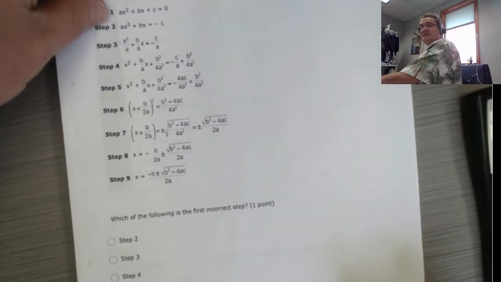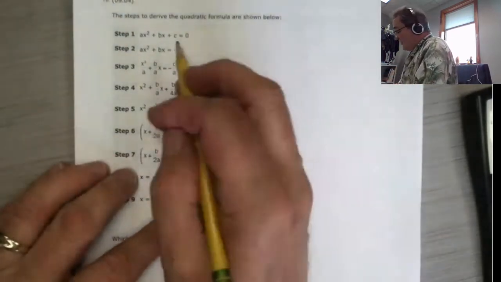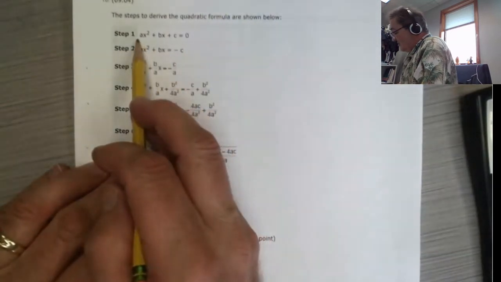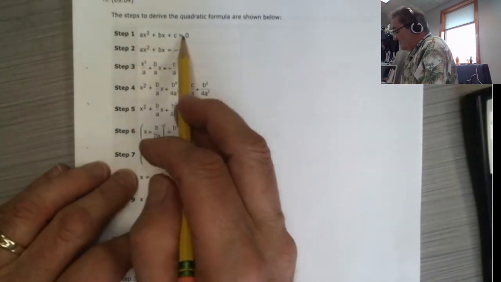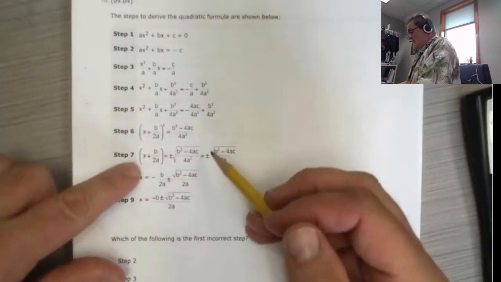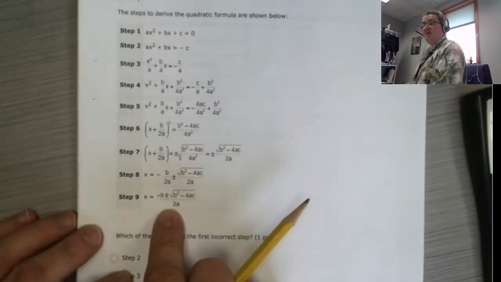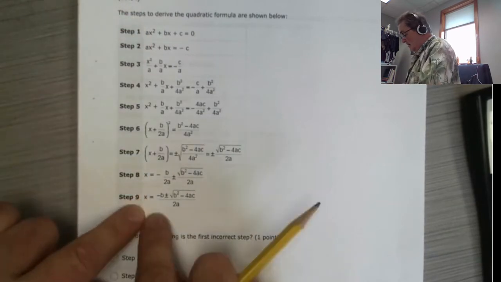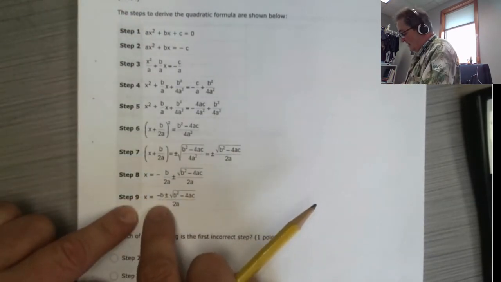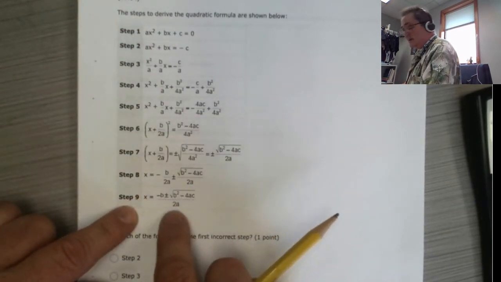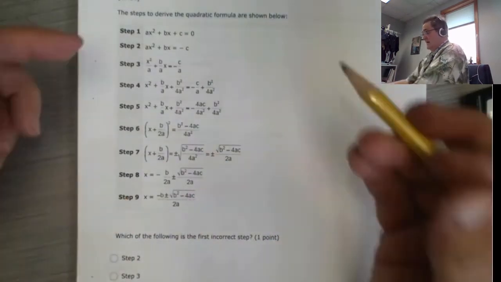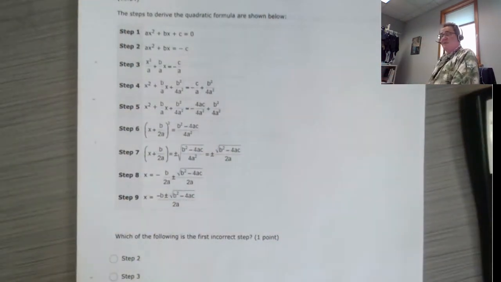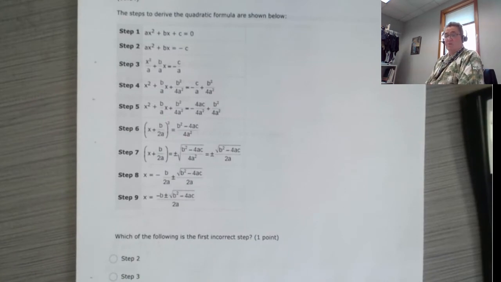Okay, this has the steps to derive the quadratic formula shown below. So you can start with ax squared plus bx plus c, and from that figure out the quadratic formula. This is in their lesson. You can see how you get from there to the quadratic formula. The quadratic formula is negative b plus or minus the square root of b squared minus 4ac over 2a. That's our quadratic formula.